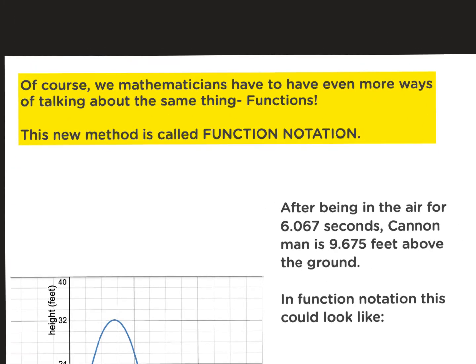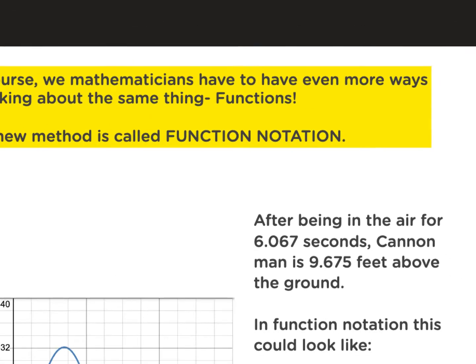Of course, we mathematicians have even more ways of talking about the same thing. We got to give another name to the same crap you already know how to do. And it is called function notation.